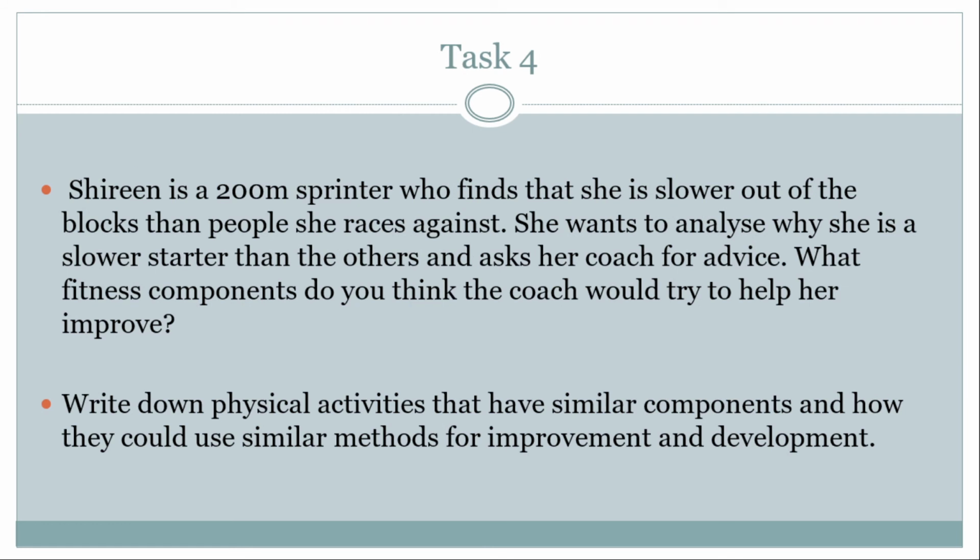So that's the last task, which is task number 4. Shirin is a 200-meter sprinter who finds that she is slower out of the blocks than the people she races against. She wants to analyze why she is a slower starter than the other racers and asks for her coach's advice. What fitness components do you think the coach would try to help her to improve? So you have to write the answer.